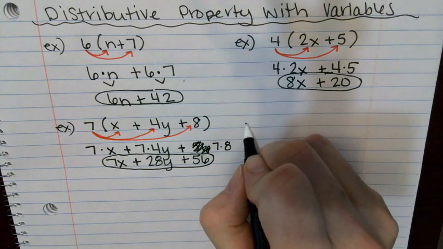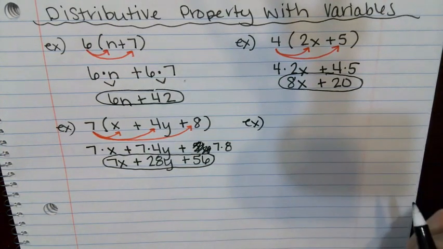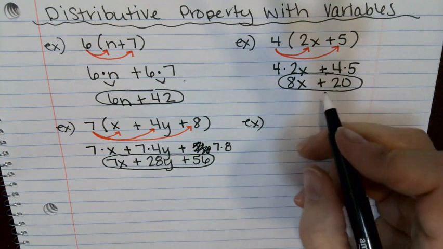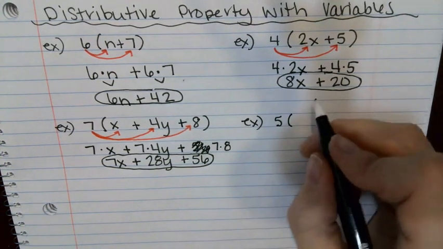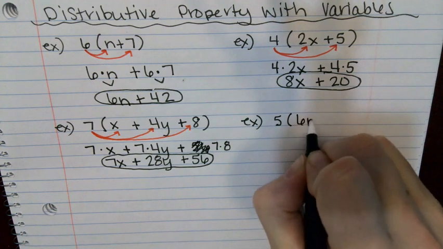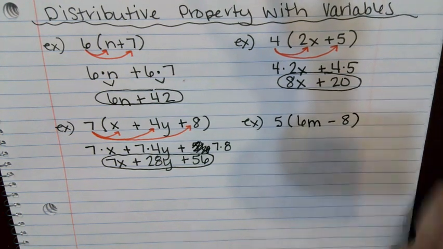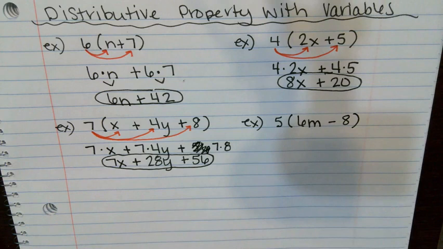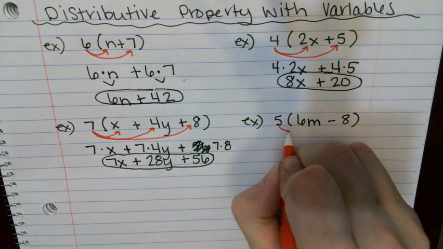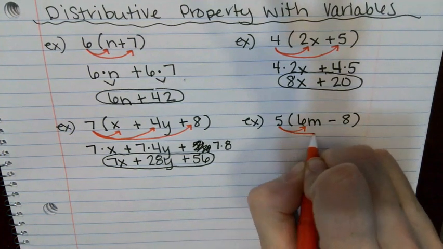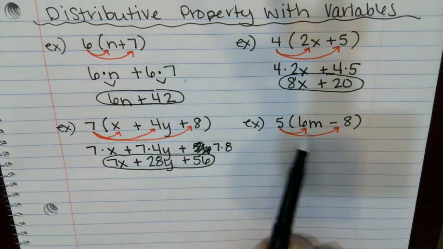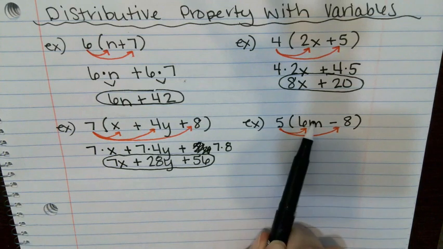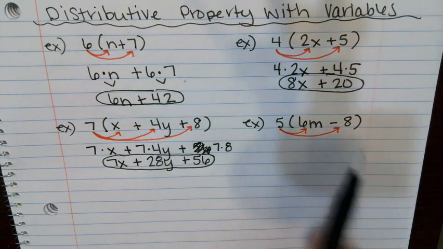Let's look at an example with subtraction. Let's say I have 5 times 6m minus 8. Don't let that subtraction scare ya. Give 1 to Chloe. Give 1 to Emma. I should have 2 products. I should have 5 times 6m and 5 times 8.